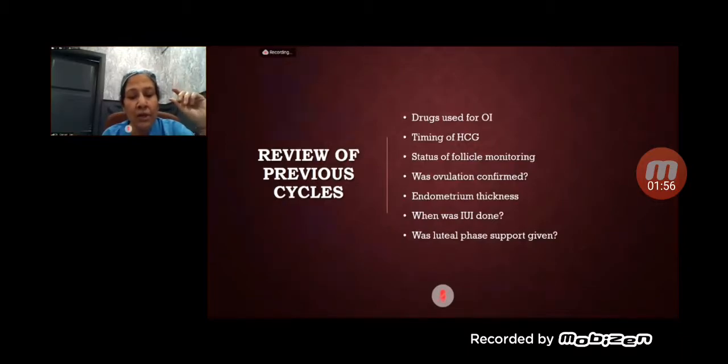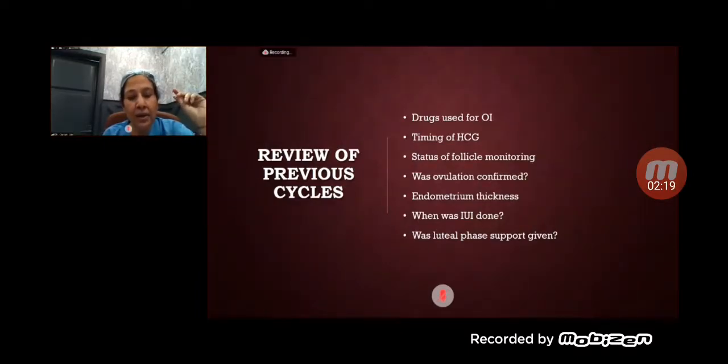So was the ovulation confirmed? Sometimes the trigger is given and the IUI could be done if it is not done at your own center. So you must always find out whether the patient ovulated or she failed to ovulate, because the type of trigger needs to be changed, the timing of trigger needs to be changed if there was failure of ovulation in any of the cycles before. What was the endometrial thickness?